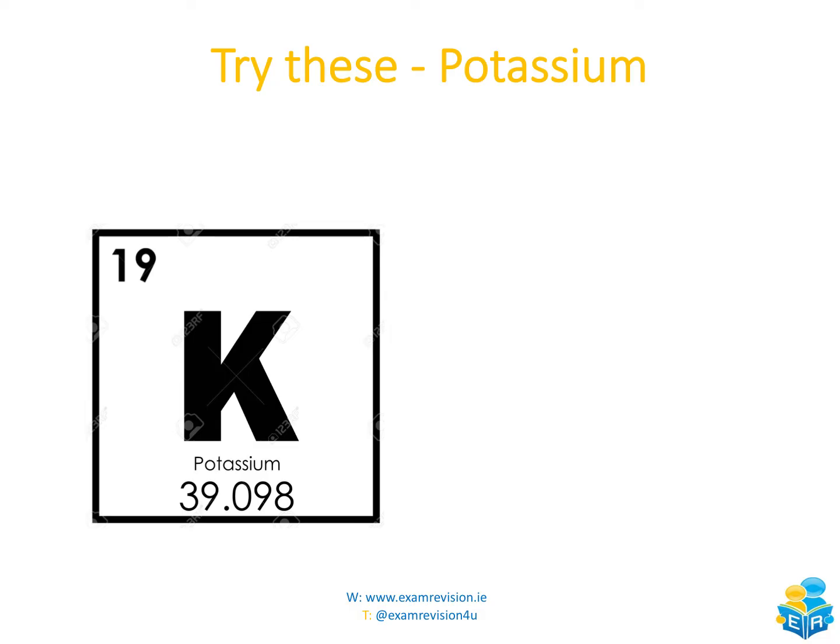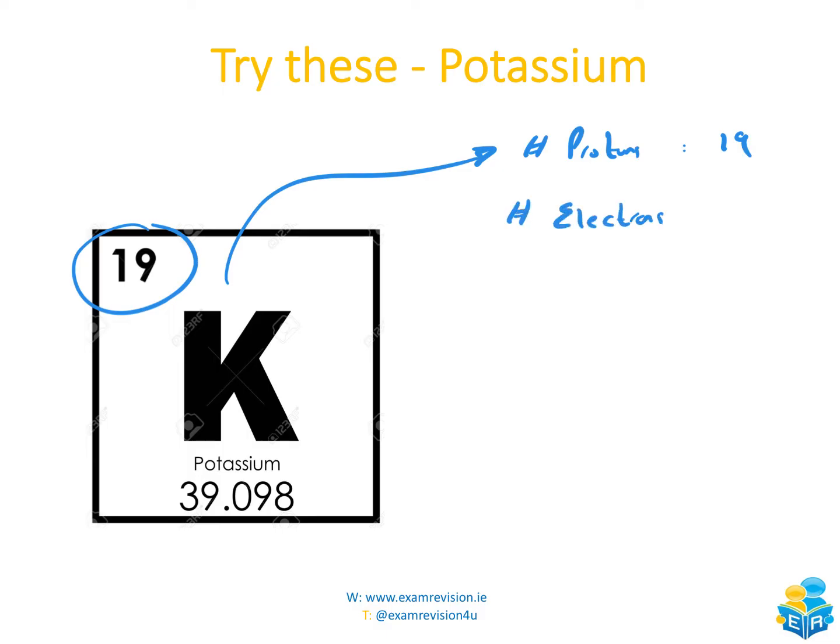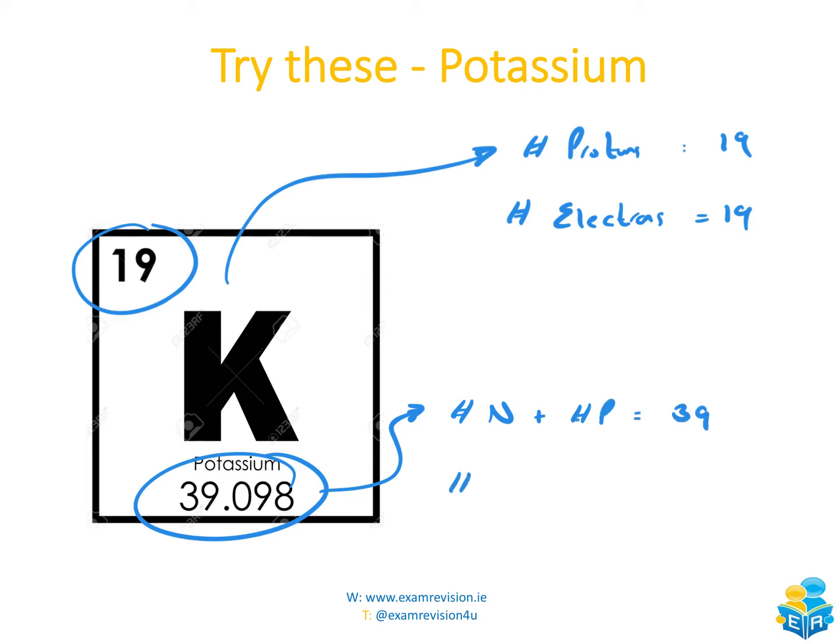So this is potassium. So this atomic number up here tells us the number of protons is 19. Also tells us that the number of electrons is 19. And this number down here tells us that the number of neutrons plus the number of protons has to be equal to 39. We don't know the number of neutrons yet, but we do know when we add that to 19, which is the number of protons from up above, we have to get 39. So what do you add to 19 to get 39? We add 20. So the number of neutrons is 20.